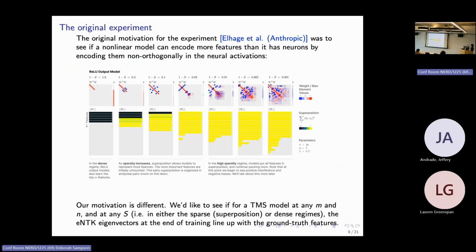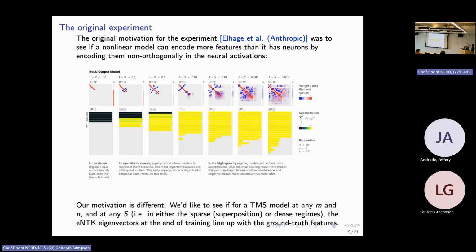And the motivation for the experiment, for why we train this autoencoder on this data set, was to see if a model can encode more features than it has neurons by encoding them non-orthogonally in the activations of the neurons. So I guess we've discussed this idea in previous talks today. This is testing superposition.